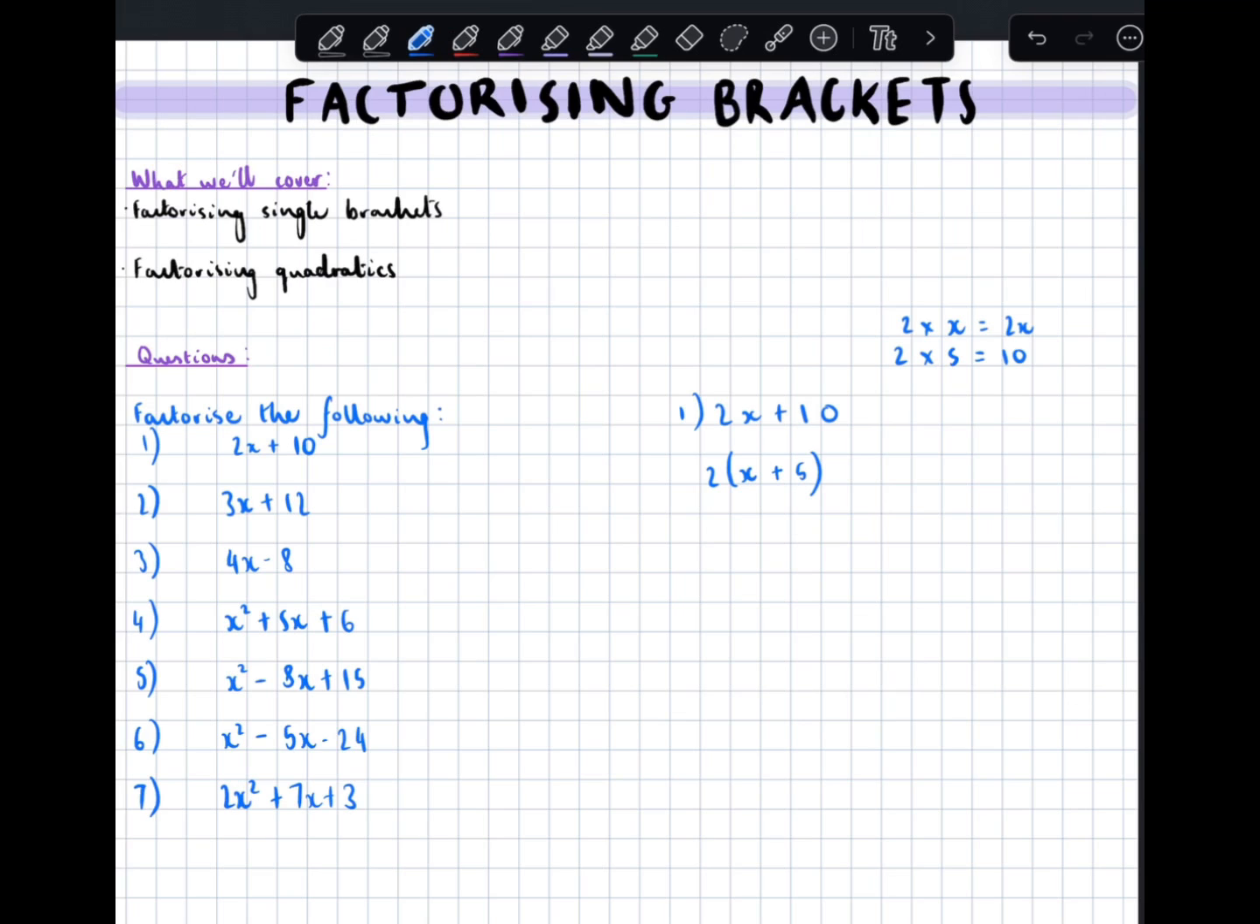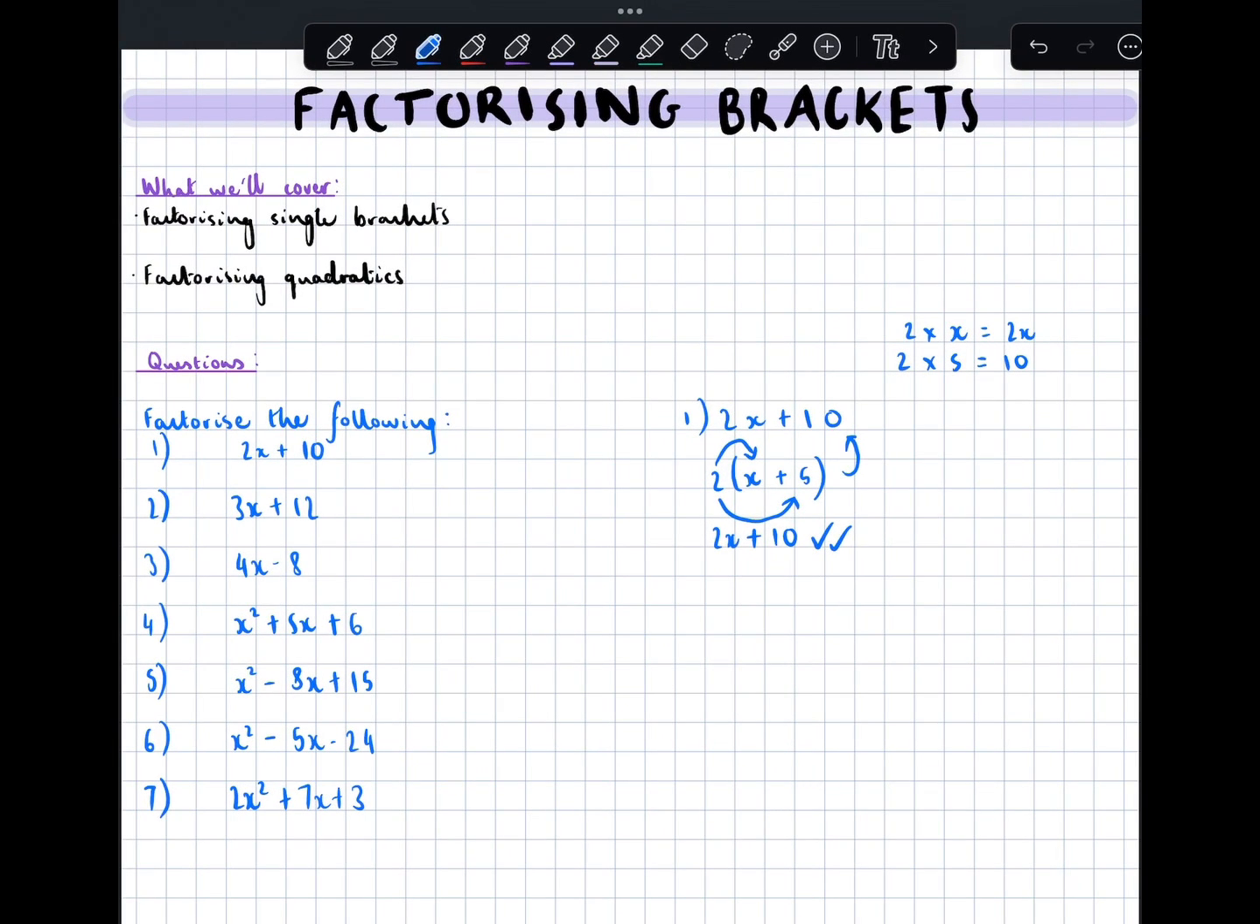One way in which you can double check to see if this answer is correct is if you then expand this, you should go back to your original expression of 2x plus 10. So if we give this a go, if we do 2 times x, that will give us 2x, and then if we do 2 times 5, that will give us a positive 10. Hence it's taken us back to 2x plus 10, so we know that we're correct. Now I'm not going to go too in depth into expanding brackets for now, as I'm looking to cover that within my next video.